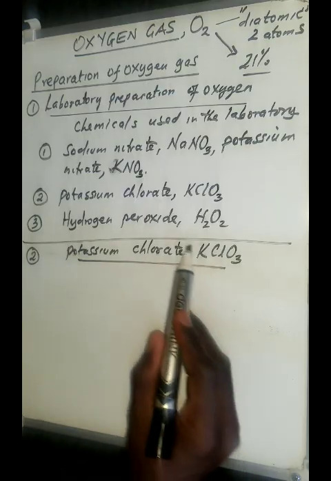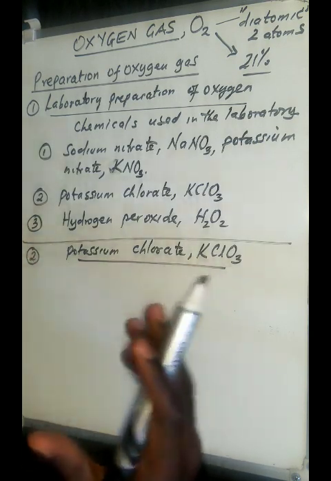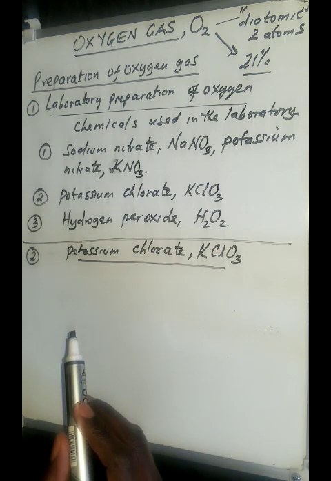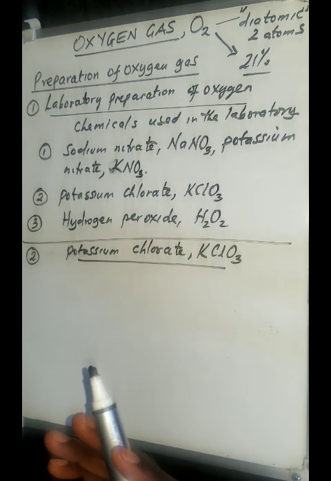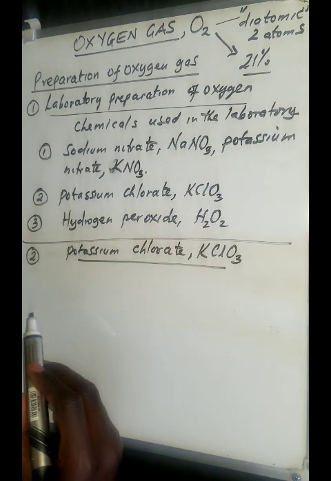What happens is that the potassium chlorate is mixed with a catalyst. So you're going to mix it with a catalyst known as manganese 4 oxide. Upon heating, it is going to decompose into potassium chloride and oxygen.